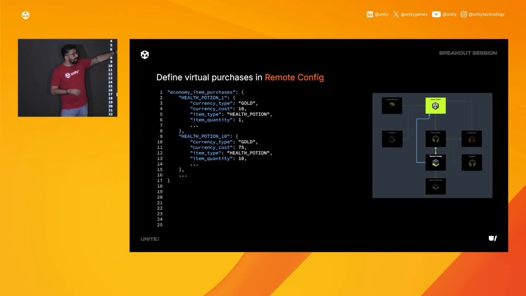Then we're going to have the item type that is going to be granted by the purchase. So again, this is going to be tied to the ID that we just created on the last slide. And then the quantity of the items that you're going to get.